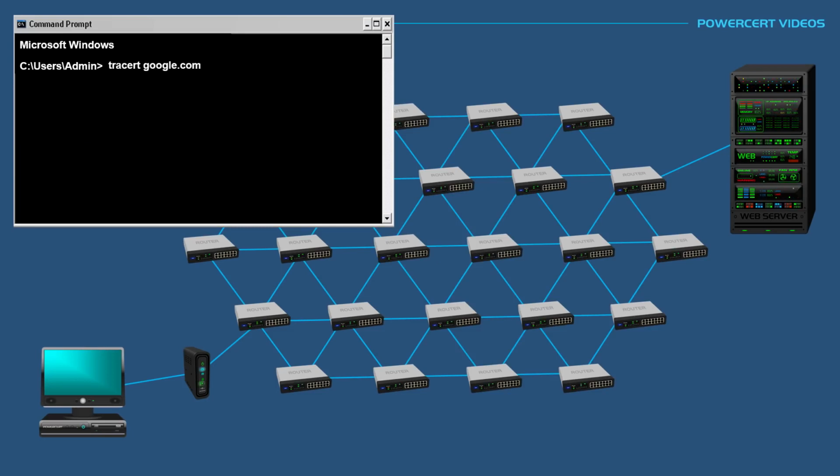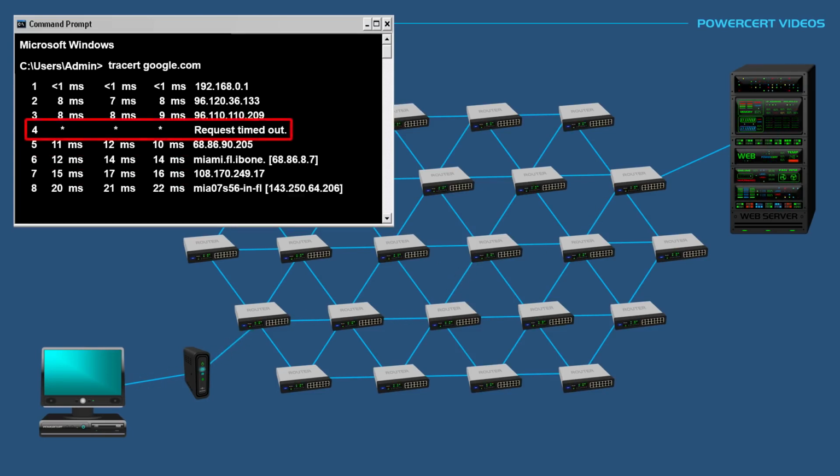Or sometimes you may see asterisks coming from a router. Now this could indicate that there is a problem with the router, or it could also mean that the router is working fine, but it wasn't configured to return traceroute replies. But the router still passed on the data packets to the next router.